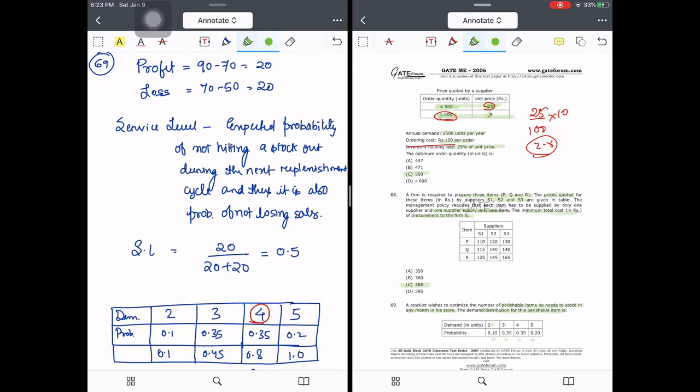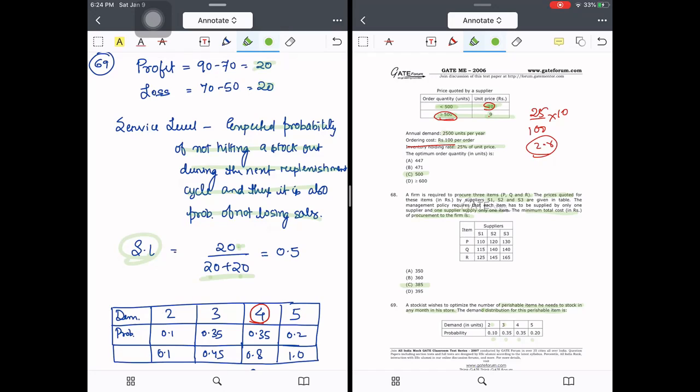To maximize the expected profit, what is the optimum stock level? Now you see here, if he sells at the right time, he will make a profit of 20 rupees, because he purchased at 70 and sells at 90. But what loss will he make if he is unable to sell? It will again be a loss of 20. Now, what is service level? Here comes the concept of service level. Service level is the expected probability of not hitting a stock-out during the next perishable cycle, and thus it is also the probability of not losing the sales.